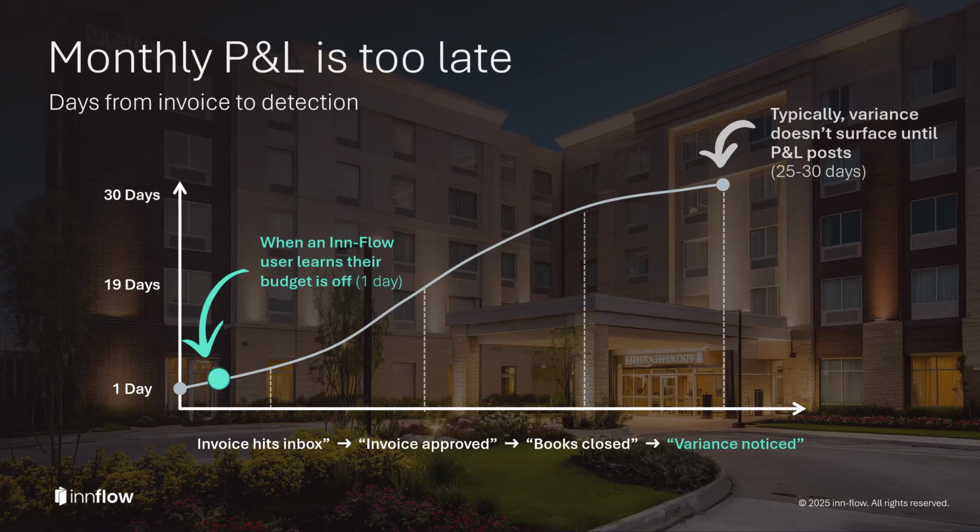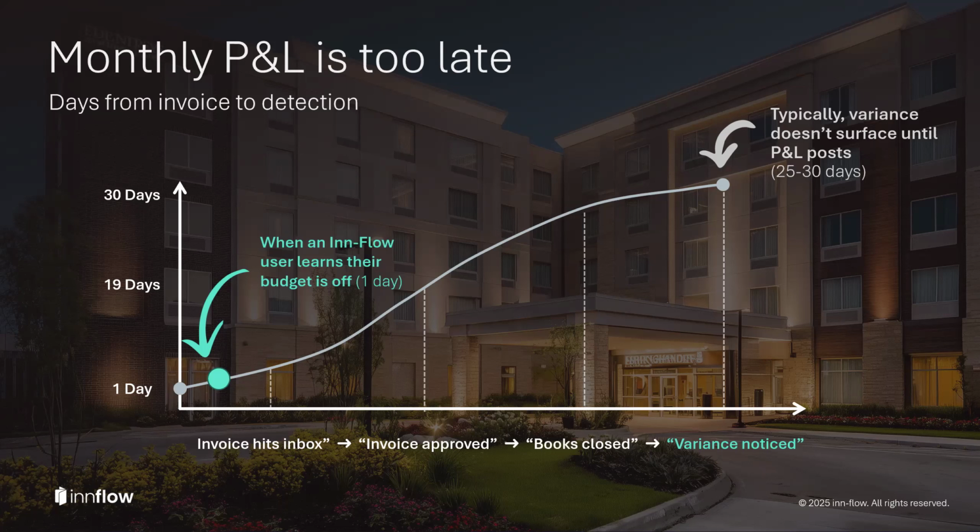With an Inflow BI dashboard, when that invoice hits the general ledger, your BI dashboards are updated. You gain instant clarity of that overage. So that means you gain almost a full month to rein in those orders before a modest overage balloons into a full-blown budget blowout.